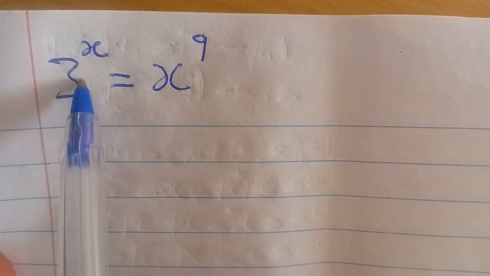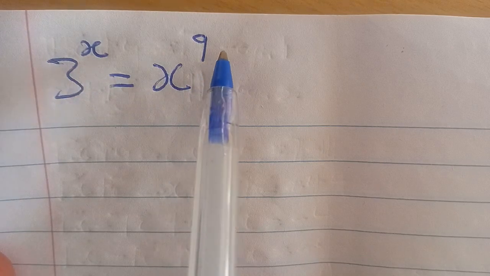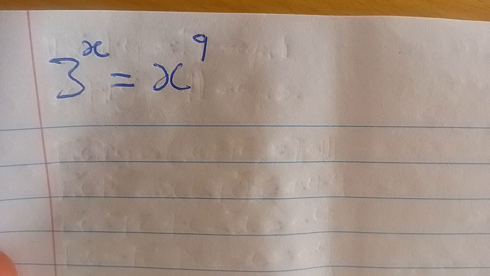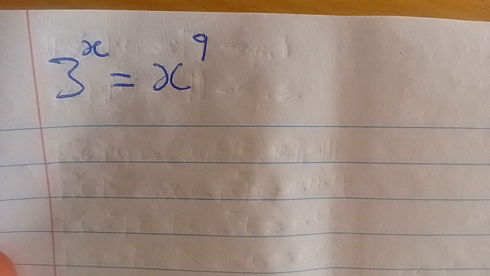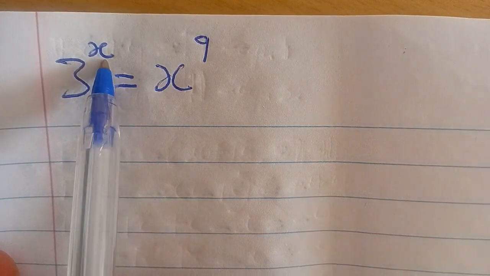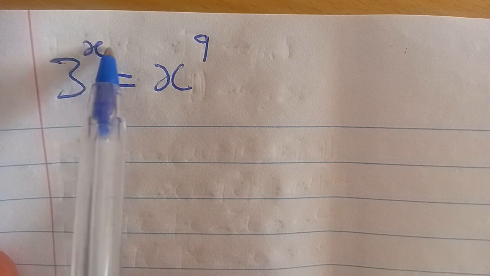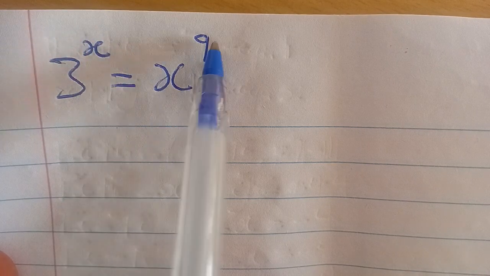So this is 3 exponent x is equal to x exponent 9. In some questions like this, we keep on manipulating the question until we have our final answer. Here we are going to multiply both exponents by 1 over x, because we want to eliminate this x here. So we have to multiply this exponent x by 1 over x, and then we need to do the same thing here as well.